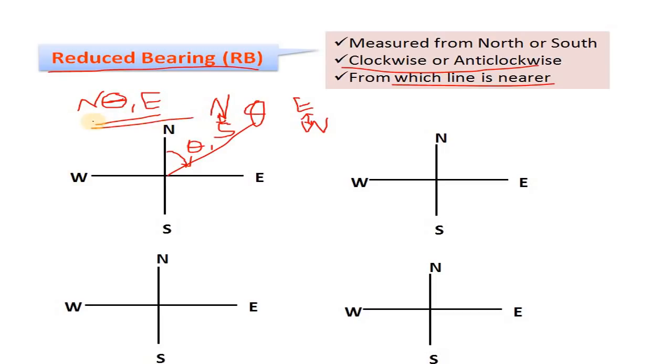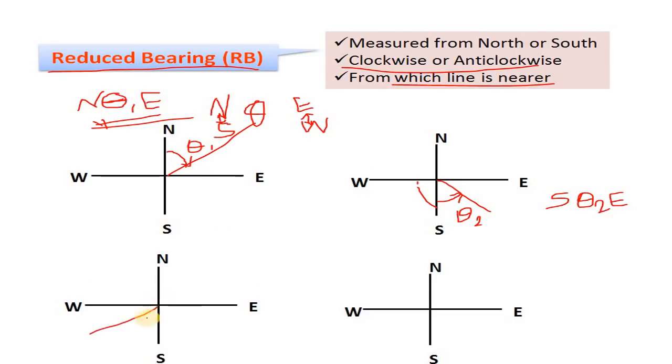Okay. Remember this. Suppose some line is in this quadrant. What will be the bearing of this line in a reduced bearing system? This line is nearer from north or south. Obviously, this is nearer from south. Clockwise direction or anti-clockwise direction? This is clockwise direction and this is anti-clockwise direction. So measure this line from this direction. This is anti-clockwise direction. So this angle will be the bearing of this line, theta 2. How to write this angle in reduced bearing system? First, from where you start? North or south? South. What angle you measure? Theta 2. Where? Westward or eastward? Eastward. This is the pattern to write reduced bearing.